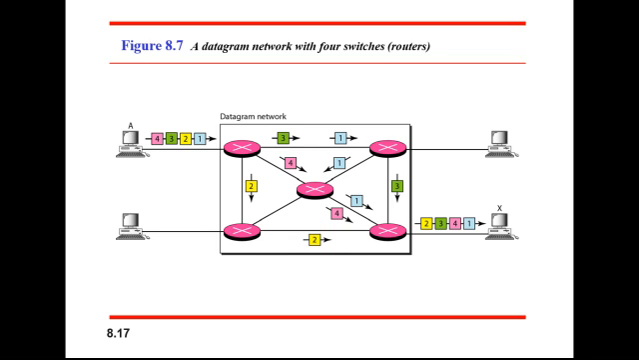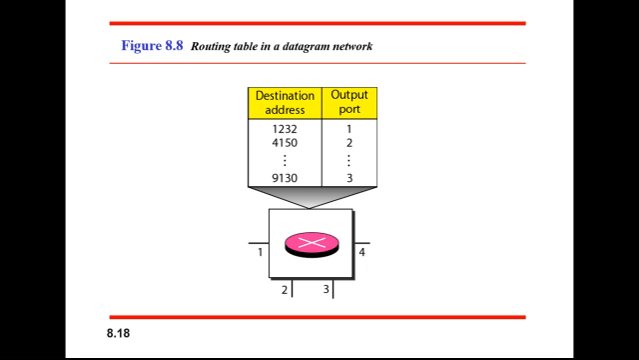So, reordering the packets and delivering the packets to the intended process is the duty of the network protocols at the destination. There will be a routing table in a datagram network at every router as shown in the figure. The routing table will have different destination addresses and the output ports through which the data is to be sent.